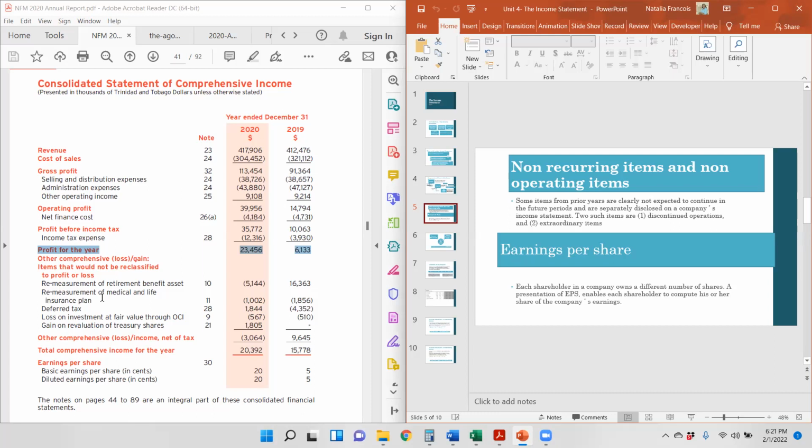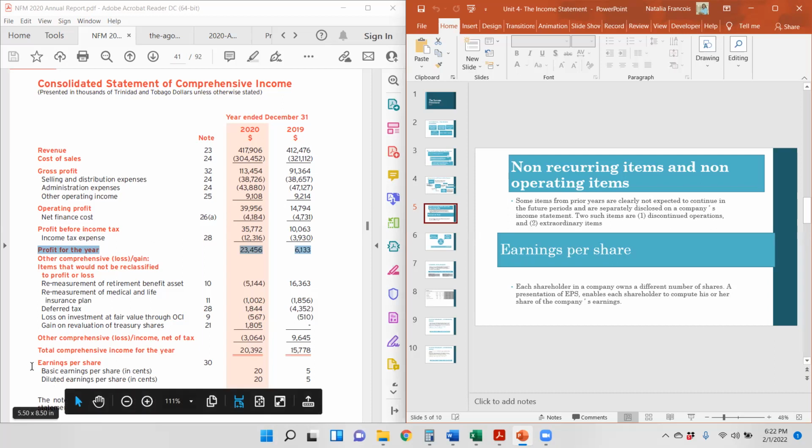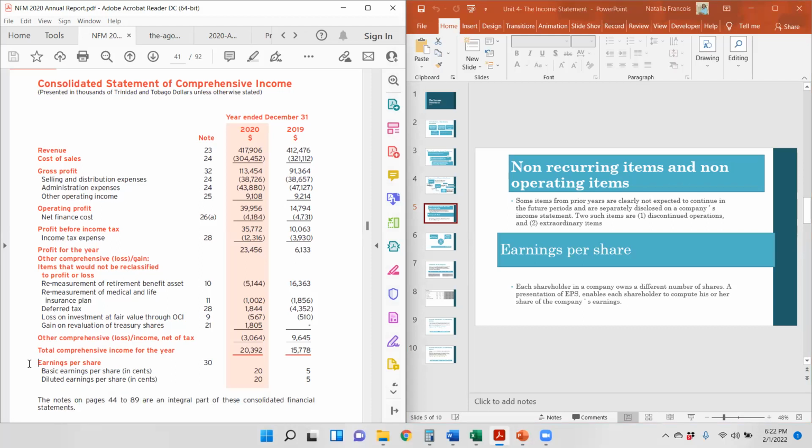Right at the bottom, after other comprehensive income, we look at this heading called earnings per share. Anybody know what that is? Paula, I'm picking on you because you're a finance major. Earnings per share. Anybody remember what that is? Those who just came out of principles of finance?